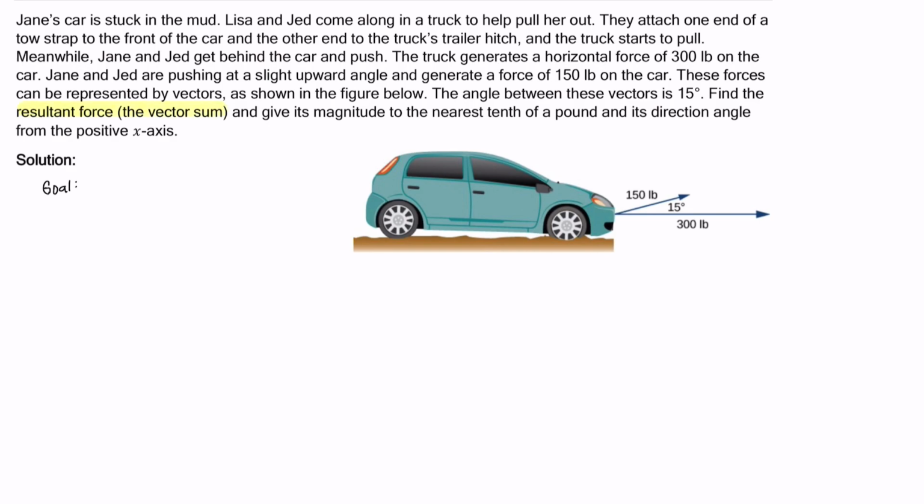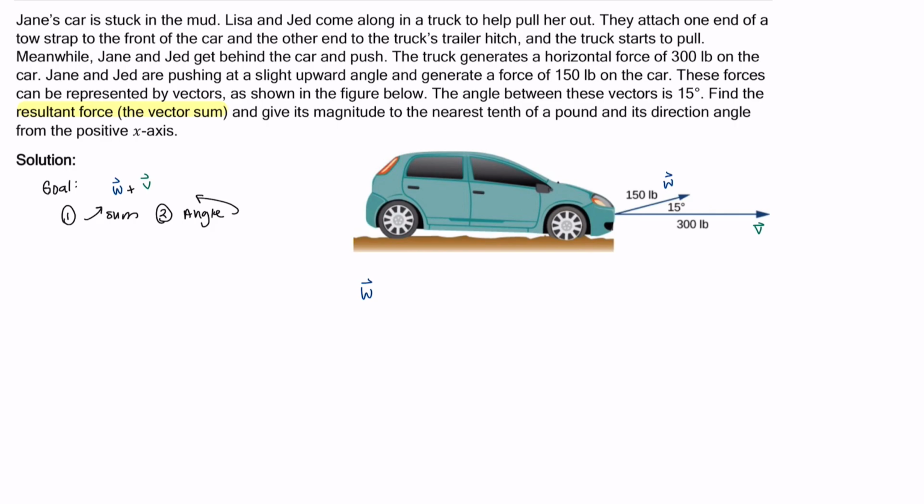Actually, before we can even express this goal, we need to name these. Let's name this vector W. Let's name this vector V. So our goal is W plus V. And that's one goal. And the second goal is to find the angle of that sum. So before we can do either of them, let's go ahead and figure out what W and V equal.